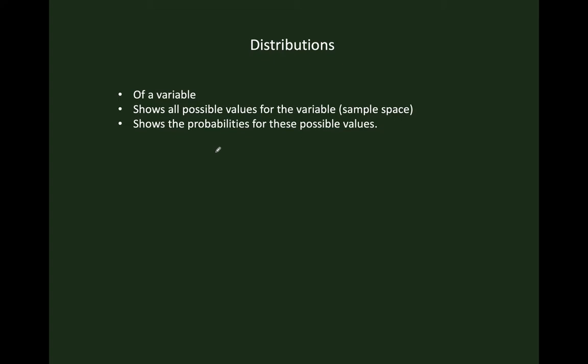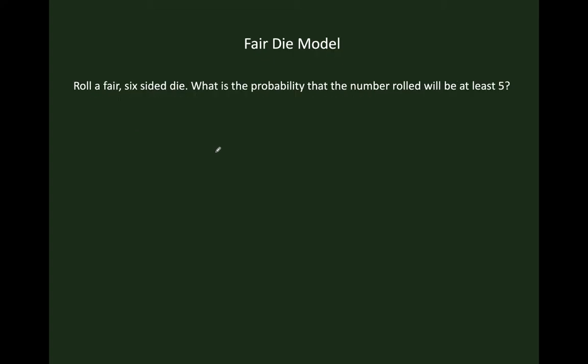So for a minute, let's review what a distribution is. Distributions are, first of all, of variables. So when we think about distributions, we want to be thinking in terms of a particular variable. Distributions show all possible values for that variable, which we often refer to as the sample space. And distributions also show the probabilities for these possible values.